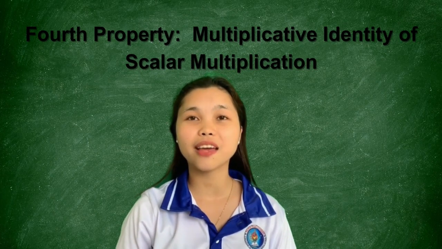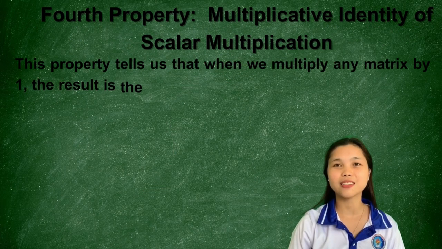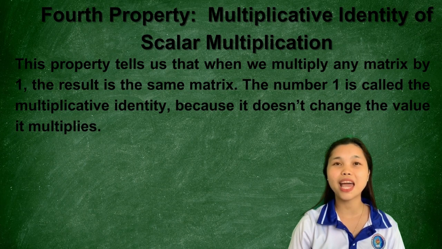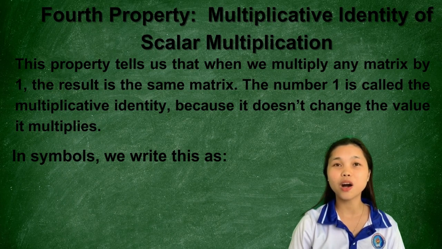Another property that I would like to introduce to you is the multiplicative identity of scalar multiplication. This property tells us that when we multiply any matrix by 1, the result is the same matrix. The number 1 is called the multiplicative identity because it doesn't change the value it multiplies.